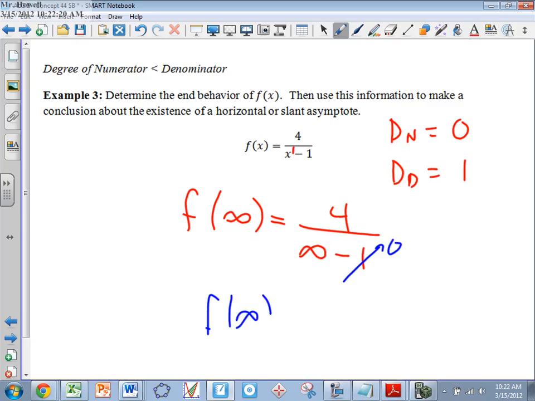I'm left with just 4 over infinity. Now, this can be a little bit confusing to some students, and I'm going to try to explain to you with an example how to think about this.